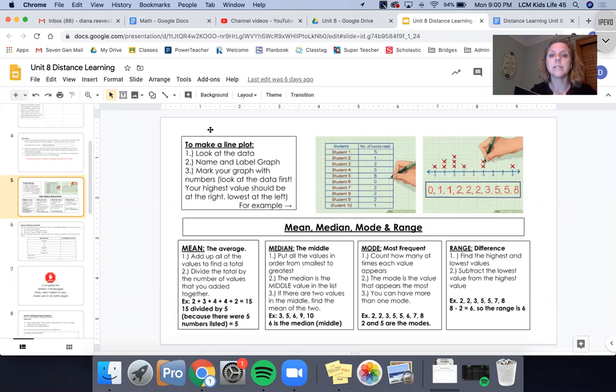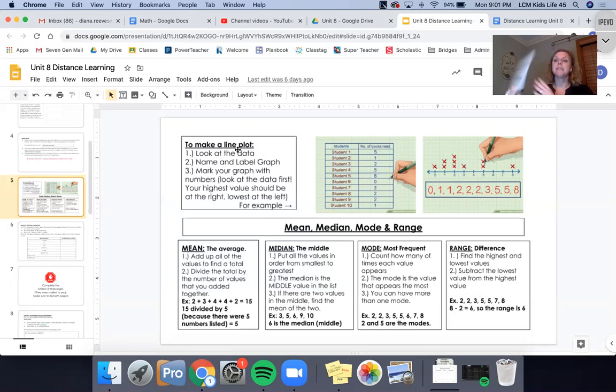Now, the first thing we're always going to look at to make a line plot is the data. So here we have students and number of books read. You can see that the numbers are in no particular order, 5, 1, 2, 5, 8, 0, right? These are not in order. These are just listed students 1 through 10. So we're looking at the data. Then we're going to name and label our graph. So with a line plot, we are going to have books read.